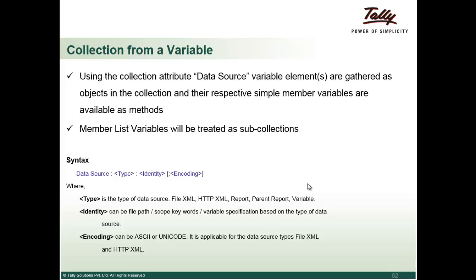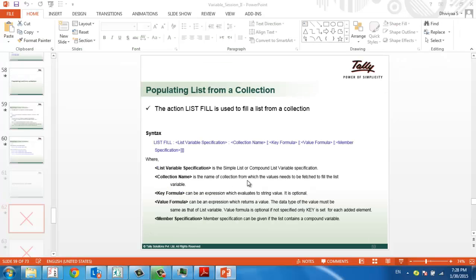In the example which we saw, where we added employee details, and for each employee we added the relatives details, if we form a collection out of this list variable, each employee becomes an object. Since we have a relatives list variable inside each employee, this relatives list variable becomes a collection inside the employee. So how do you write the collection? You write the data source type. In ours, the type is variable, and then we write the variable name. Encoding is not applicable to us because our data type is not XML or HTTP XML.